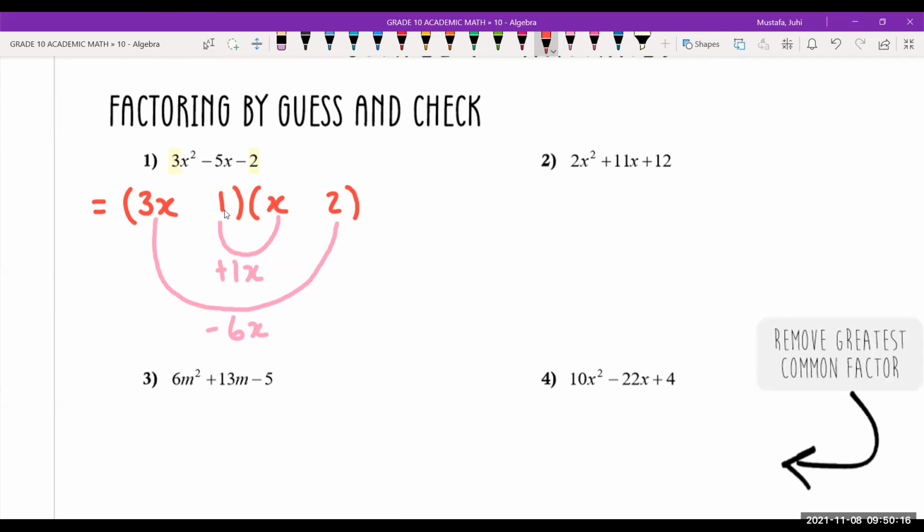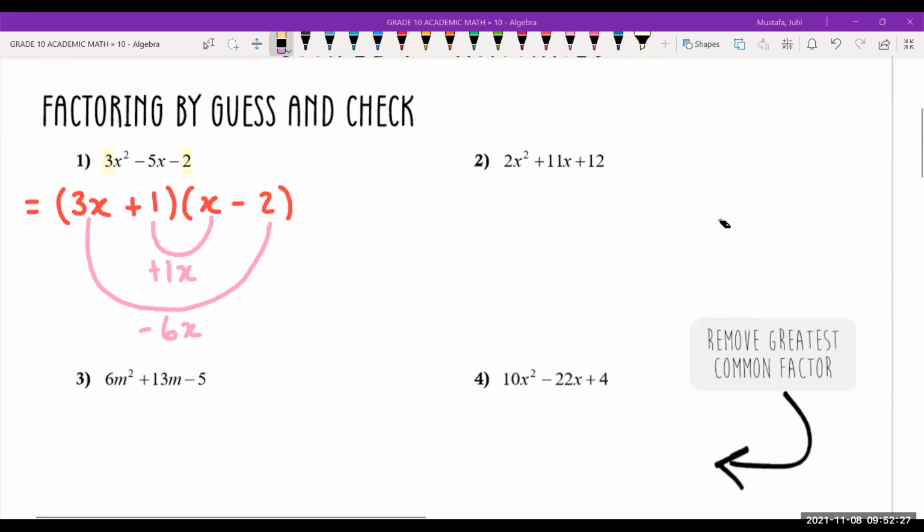Okay, how can I make these 2 numbers positive 1x? What can I put in front of the 1? A plus sign, yeah. And how can I make 3x times 2 negative 6x? What can I put in front of the 2? Minus. Okay, go ahead and expand this and see if it works.